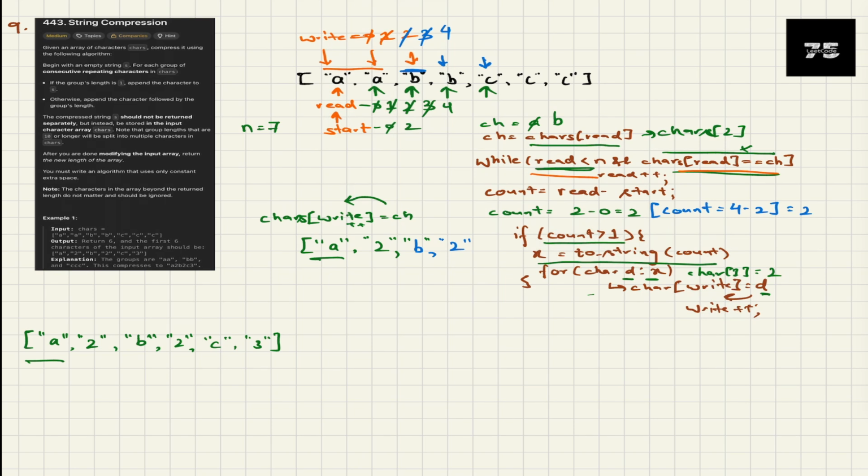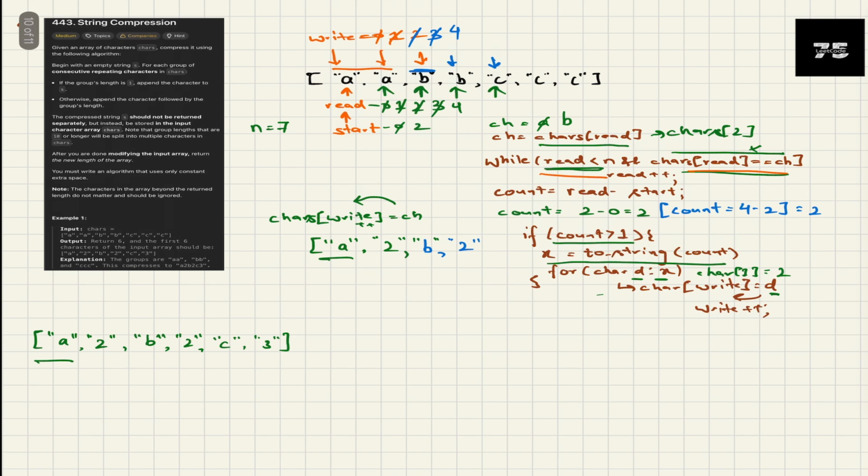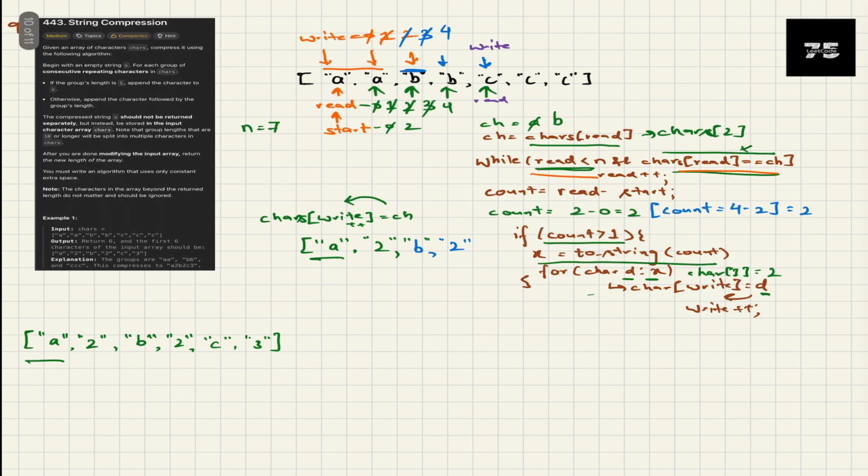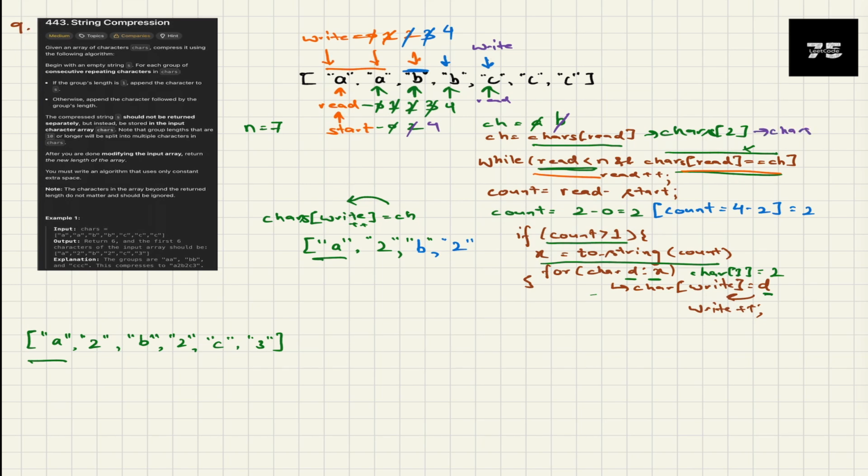Now I'm going to move to the next loop. My right is pointing here, my read is pointing over here, and whenever I start the loop, my start points to wherever my read is. So my read is at 4. Now I'm going to assign the character. My c will be char at read, which at index 4 is equal to c. So my current character is c.